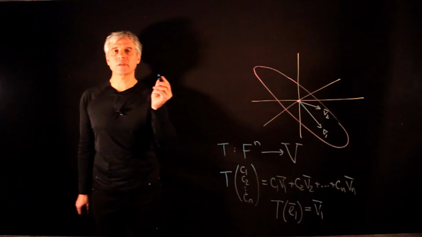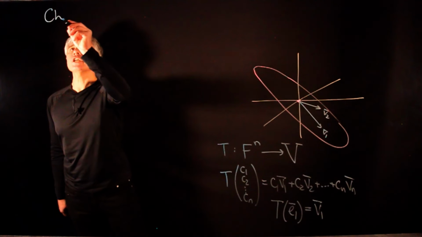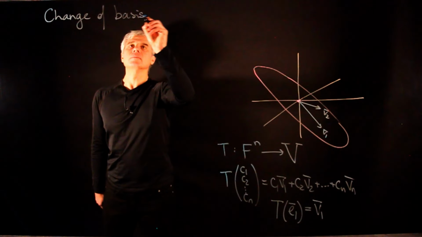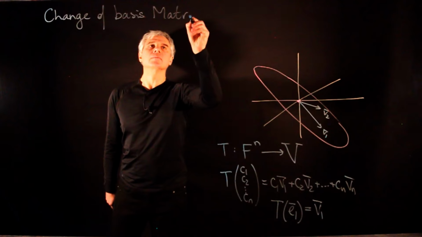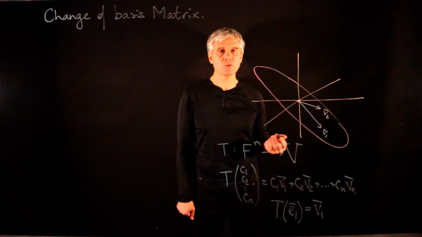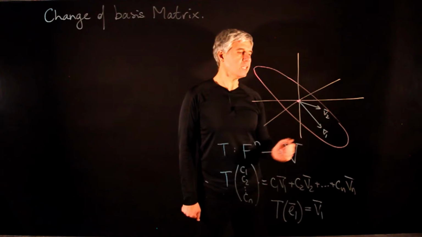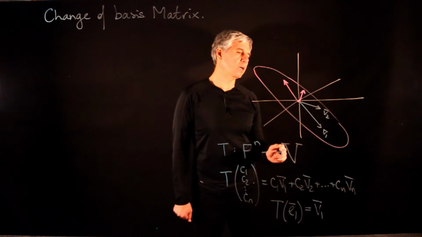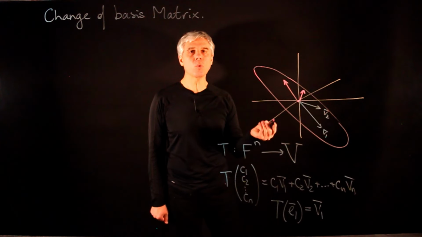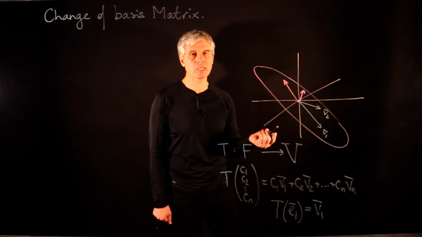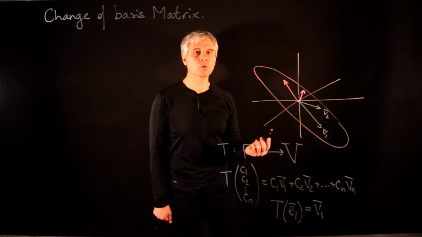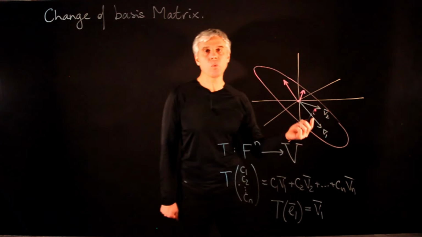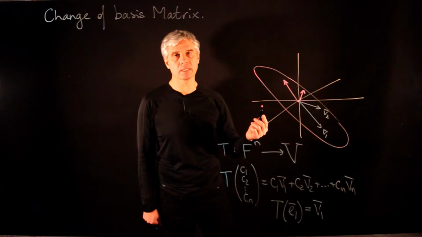The next topic that we would like to discuss is called change of basis matrix. We could have a situation where we have one vector space, but two different bases in this vector space. And these two different bases will create two coordinate systems in the same vector space. And what we want to do is find out how we can recalculate coordinates of vectors from one coordinate system into another coordinate system.